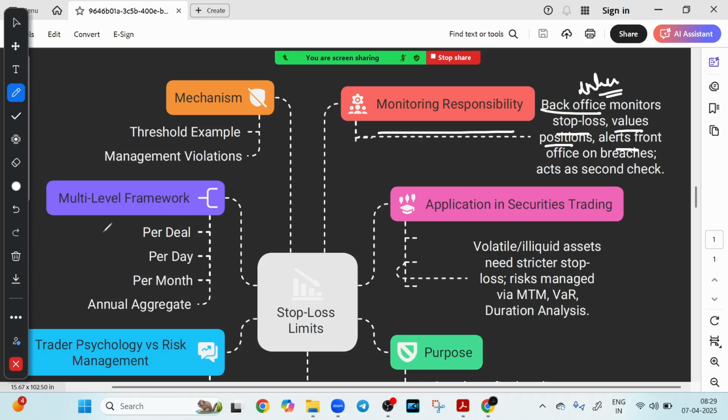Then we have something called a multi-level framework, which means stop loss is not just a one-time rule. Rather, it is structured at multiple levels: per deal, per day, per month, and even an annual aggregate. This ensures that risks are controlled at every step, at the micro level as well as the macro level. I hope every aspect has been taken care of in this slide.